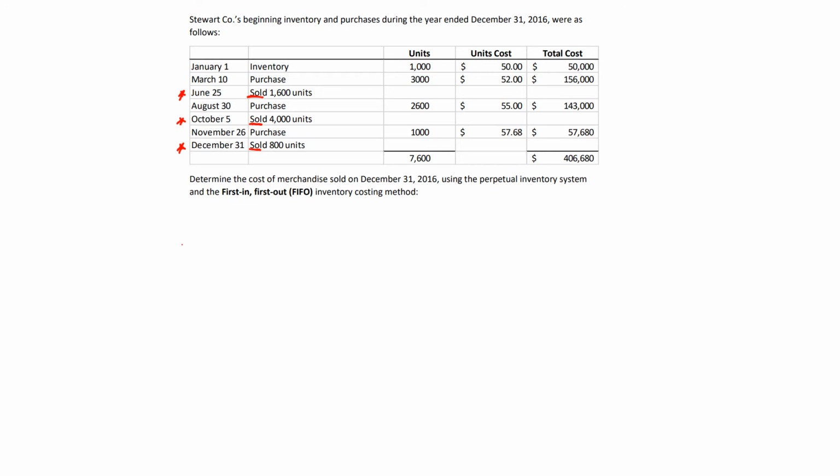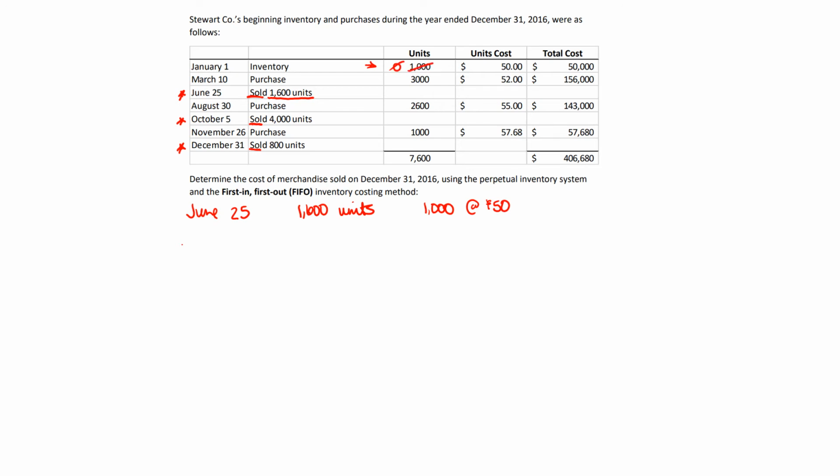So the first sale that took place was June 25th. And there were 1,600 units sold. So since this is FIFO, we look to the first units that are available for sale. There are 1,000 there at a unit cost of $50. There will be 0 left here.